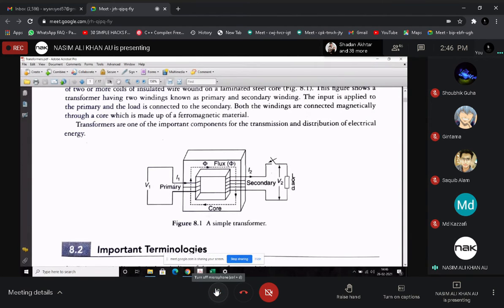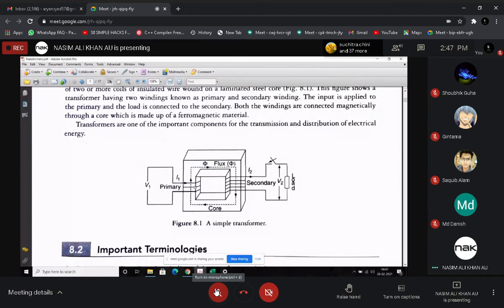You can see the I1. This I1 is the primary current, and it is coming from the supply side. Supply side means from the plug point. And this particular voltage is V1. This is called the primary voltage. So I1 is the primary current, V1 is the primary voltage. And you can see these 1, 2, 3 lines. These are the coils.